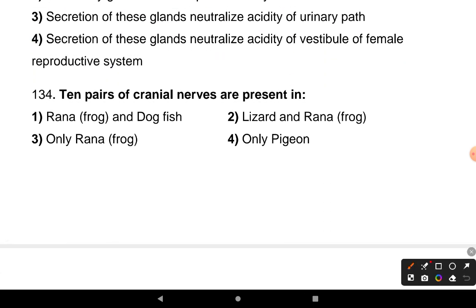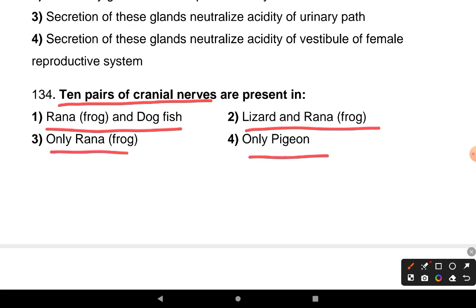Our next question is, 10 pair of cranial nerves are present in rana and dogfish, lizard and rana, only pigeon. So correct answer is option 1. In rana, frog and dogfish, 10 pair of cranial nerves are present.